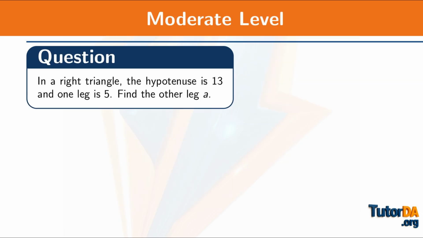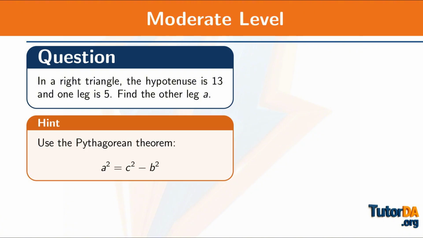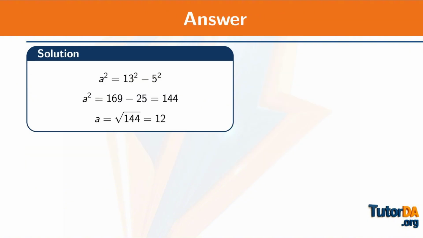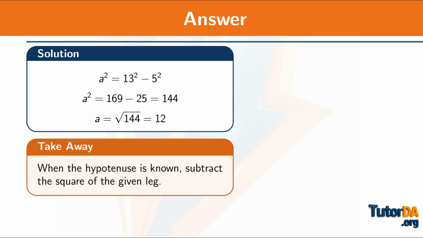Moderate level, the hypotenuse is 13, and one leg is 5. Find the missing leg. When the hypotenuse is given, subtract the leg squared. 13 squared minus 5 squared equals 144. Square root of 144 is 12. So the other leg is 12.